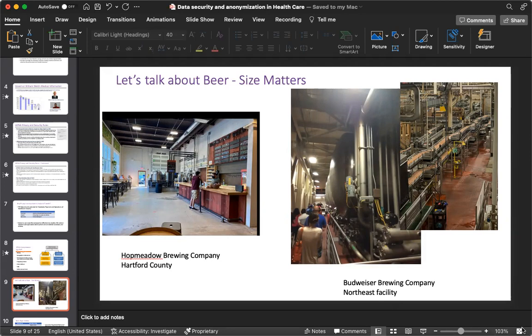The right side is Budweiser's brewing company's northeastern facility. In just a couple of pictures, we could only show the brewing capacity and bottling, because the moment it becomes big, a lot of automation, other elements, and guardrails come into the picture.